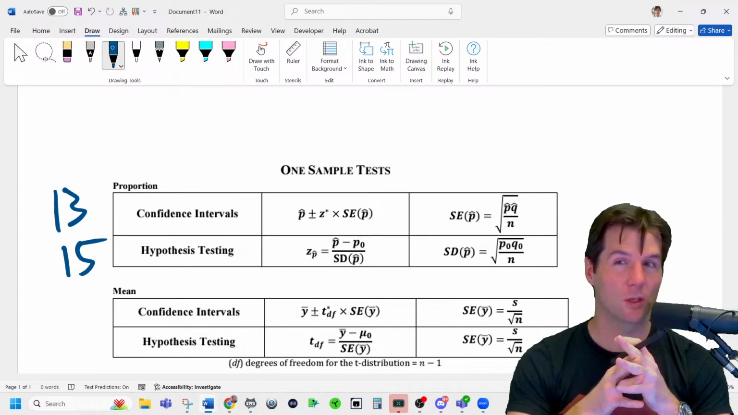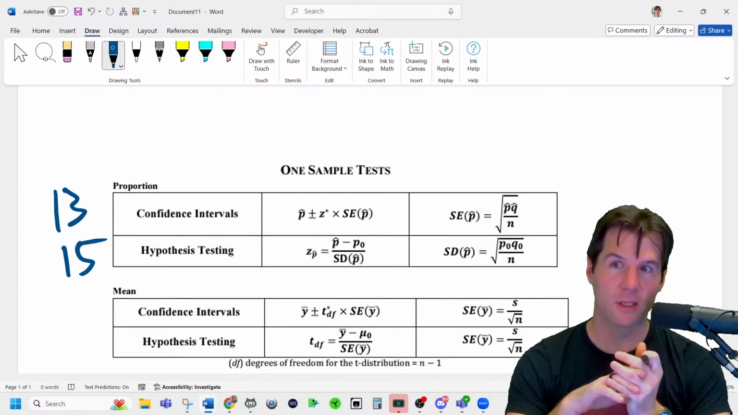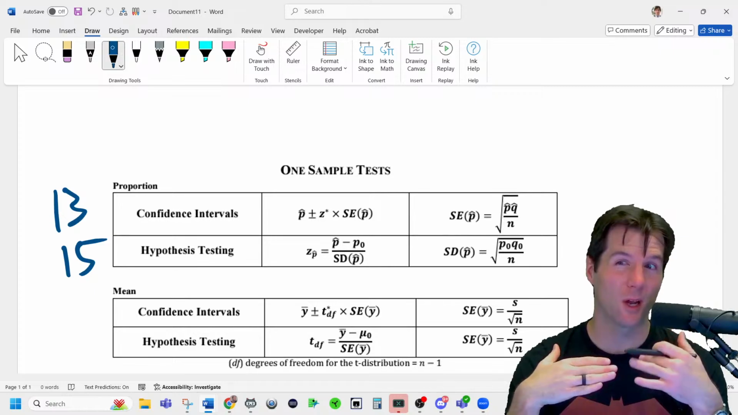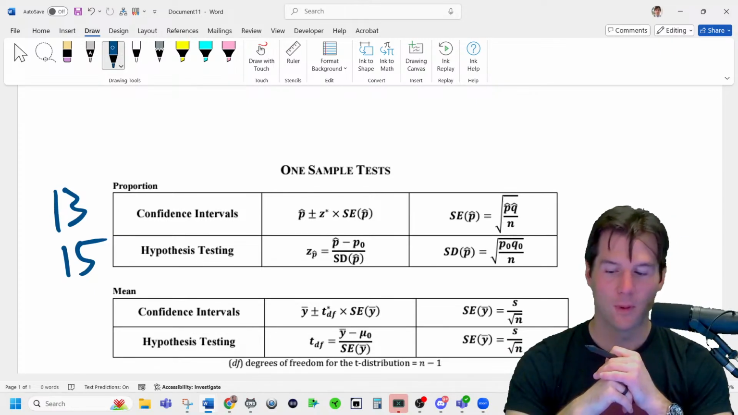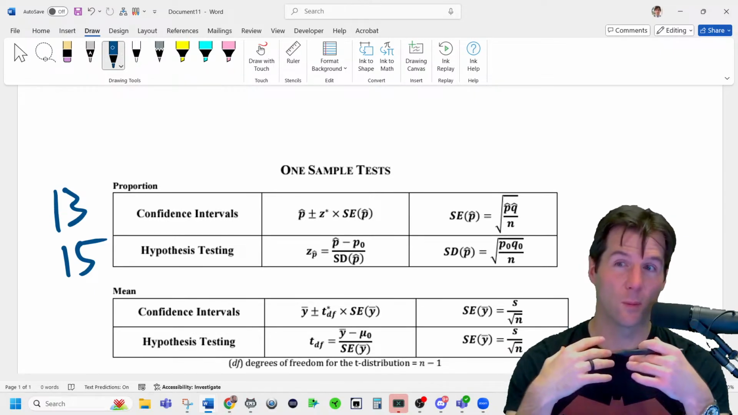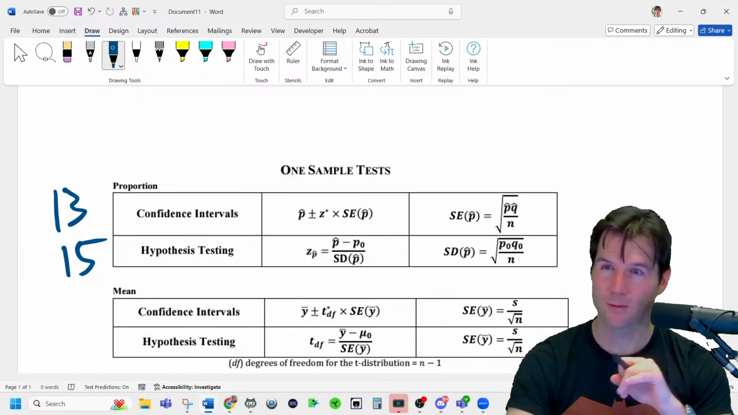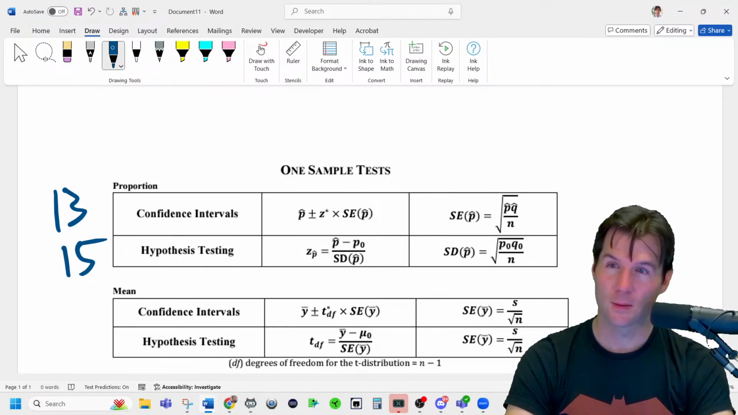Chapter 15 is when we start doing hypothesis testing, and chapter 13 was split into two parts years ago, and we've kept confidence intervals and tests on this. But you can see confidence intervals for proportions and tests for proportions, chapter 13, chapter 15, respectively. So let's talk about what all this means.